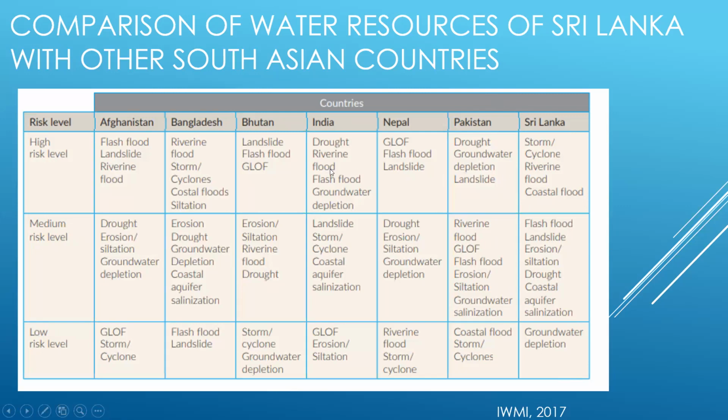And compared to other countries like Afghanistan, and especially India, if you go to India, you can see one of the major ones is droughts. So we are on the opposite side of them, right?